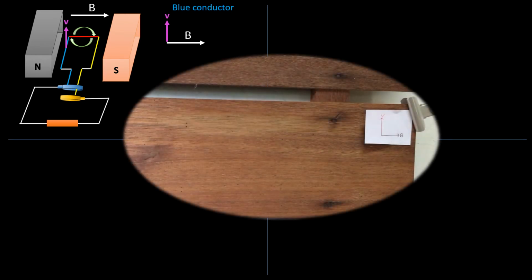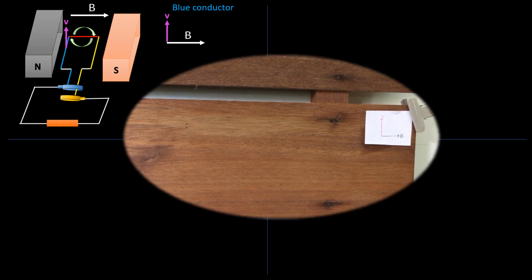If this coil is rotating in clockwise direction, you will notice that the blue conductor, or the blue part of your coil, will experience an upwards motion. So your V is pointing up, while your B is pointing to the right. So you have your directions of V and B. Now you can determine your direction of induced current using the right hand grip rule. Let's take a look at this small video.